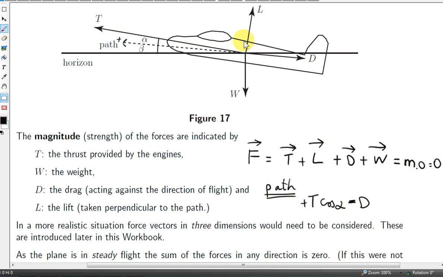Now, what about L? Well, L has no component along the path, because L is perpendicular to the flight path. So, you could say L cos 90. Well, the cos of 90 is 0, so that's going to give us 0.